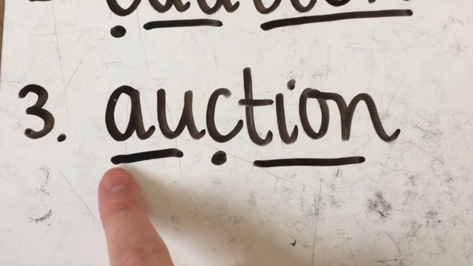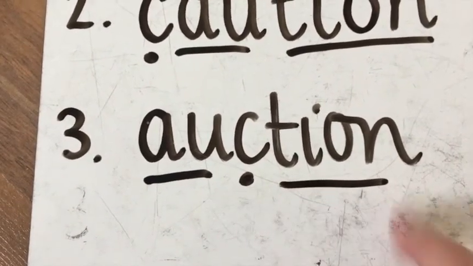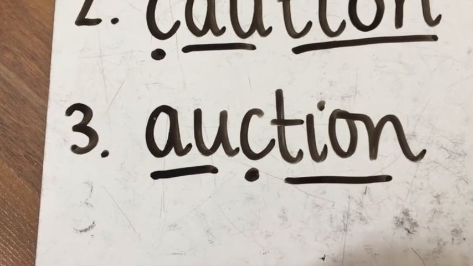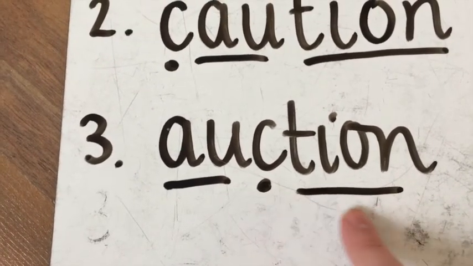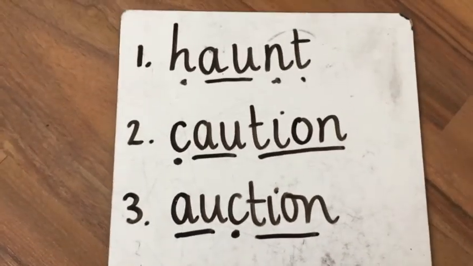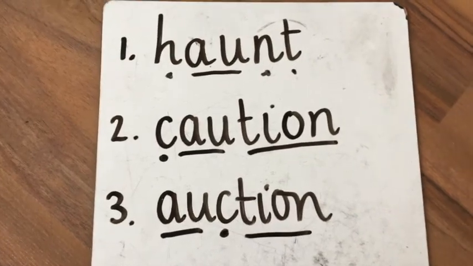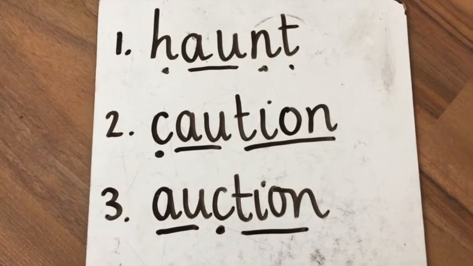And the last word was the word auction. So we've got the or sound at the beginning this time. Auction. There's that shun sound again. Auction. There are all 3 answers together. Make sure you correct any mistakes and tick any answers that you have got correct.